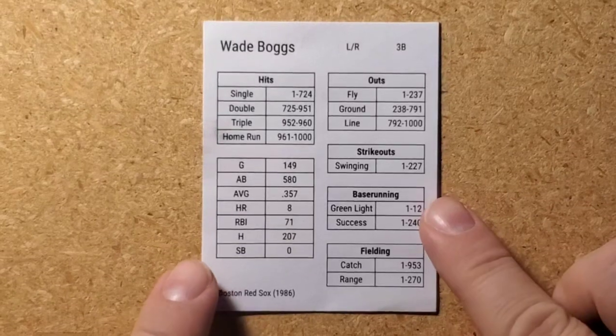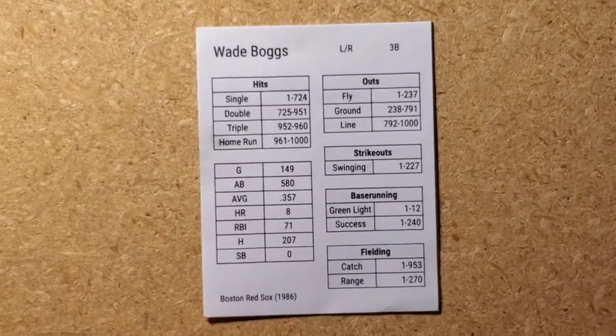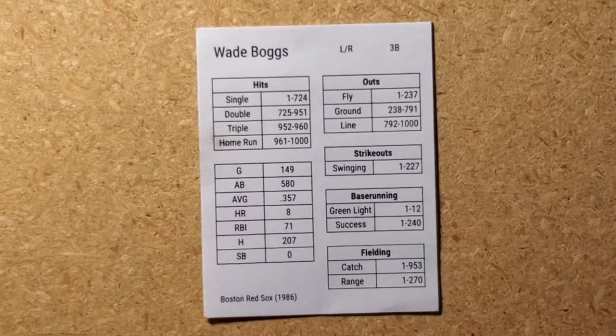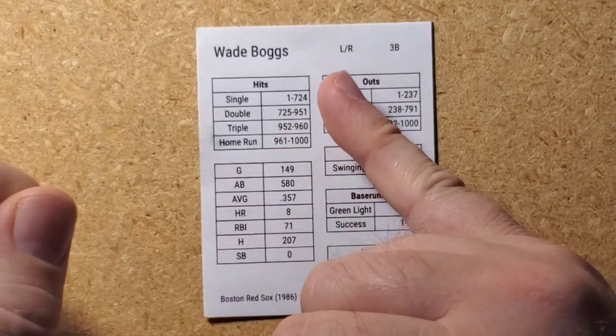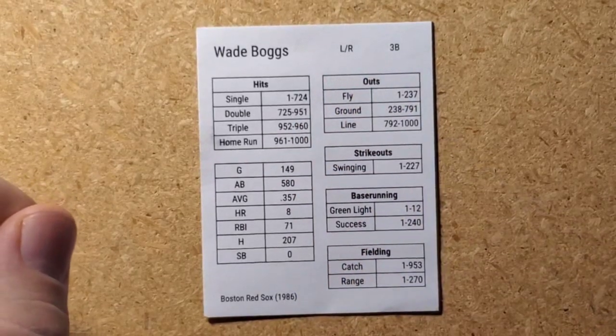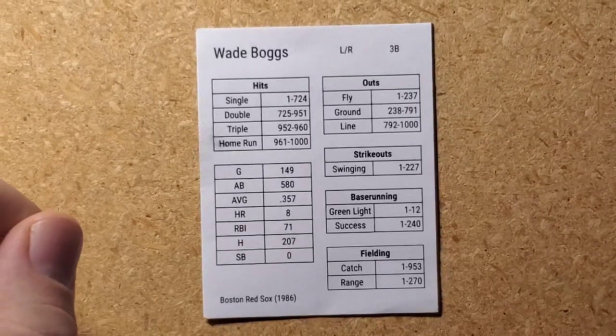In this video, we're going to look at the batter card. In the previous video, we looked at the pitcher card, but here we have the batter. This is Wade Boggs. So we have our batter's name. We have bats on the left and throws on the right. So it's a left-handed batter who throws right-handed. We have his primary position.